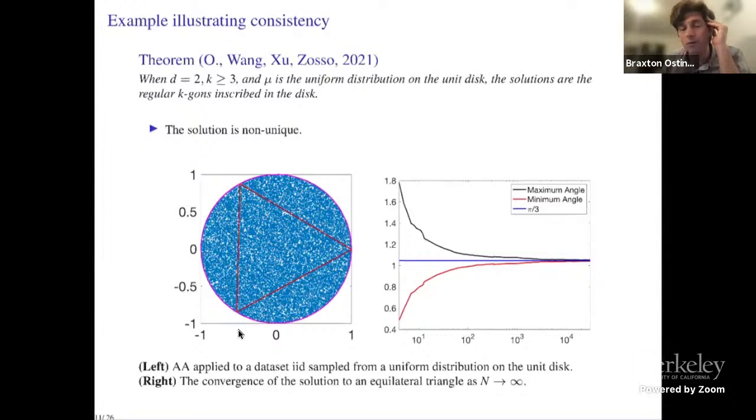To see the consistency result, I can set k equal to 3, so I'm trying to find the optimal triangle. I sample points from the unit disk and solve this for larger and larger n. And you can see that the maximum and minimum angles in this triangle converge to pi over 3. So this is what we expect from the theorem.